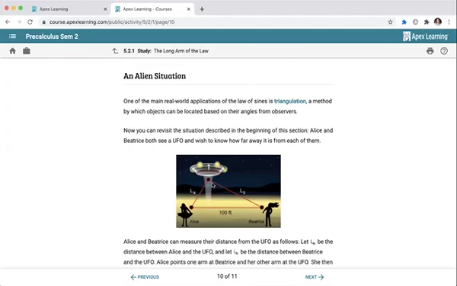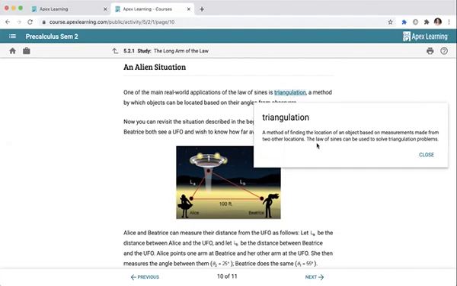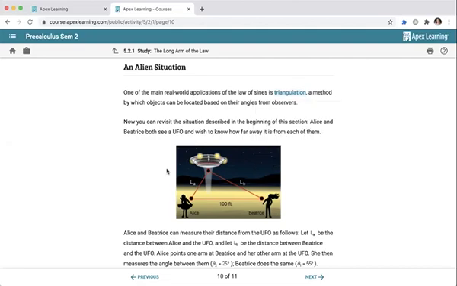And then finally here, they're giving you what they call a real world application. Since we're talking about aliens, I'm not quite sure, but a real world application is this thing called triangulation. The definition of it is to find the location of an object based on measurements from two other locations. So basically, triangulation is making a triangle based on two observations.